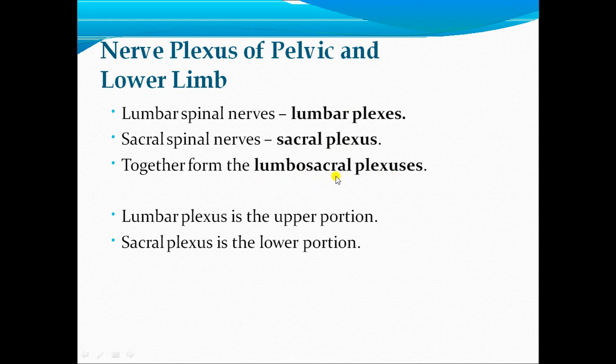When you see the lumbosacral plexus, there are two portions presented: one is the upper portion, another one is the lower portion. The upper portion is occupied by the lumbar plexus, and the lower portion is occupied by the sacral plexus. This lumbar plexus was already completed for you during the posterior abdominal wall class. It was taken by Dr. Navina madam. Now we will see the sacral plexus.